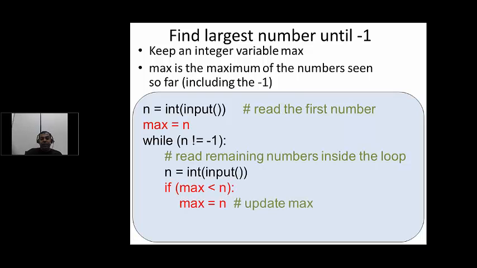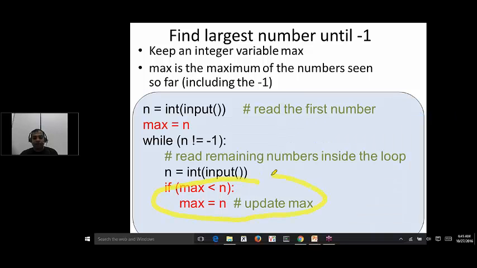And after every iteration, or every execution of body, we will check if max is still holding the maximum value or not. If not, we will update it. Okay. So once again, this is a very, very common kind of pattern in programming, that you check for certain condition. If the condition is not true, you make that condition true by doing some assignments. Okay.